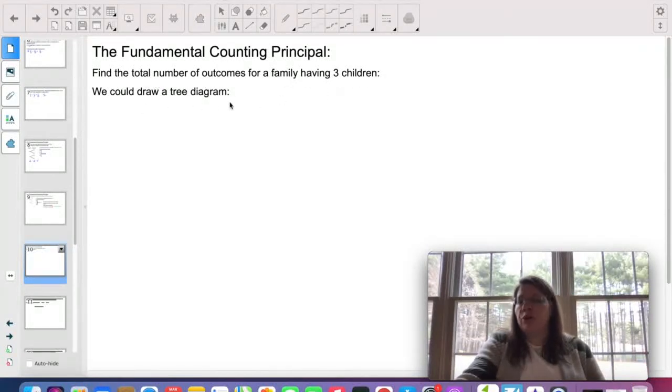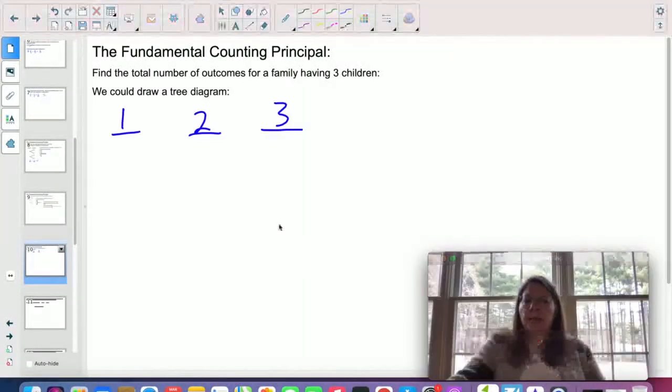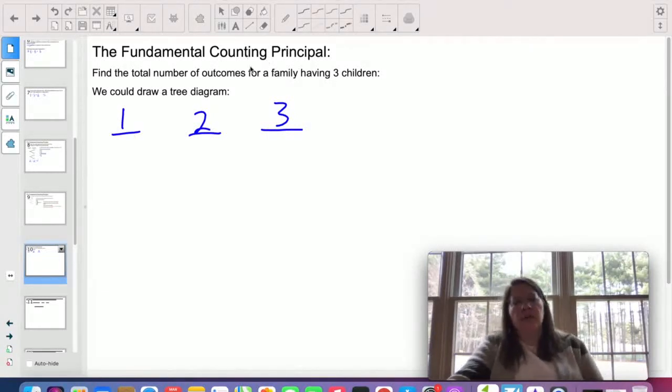And we could draw a tree diagram. So we're talking about child 1, child 2, and child 3. Okay, now the second child is not affected by the first child. And the third child is not affected by the second child or the first child. So this fundamental counting principle allows us to come up with tree diagrams, or if we're just asked to find the total number of outcomes, then there's a real simple way to do that.